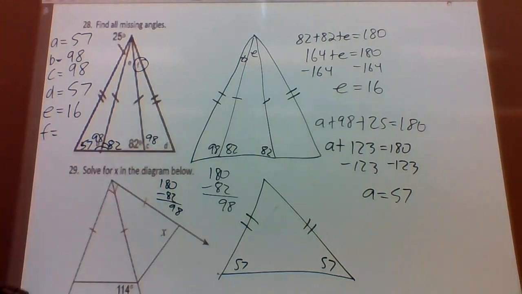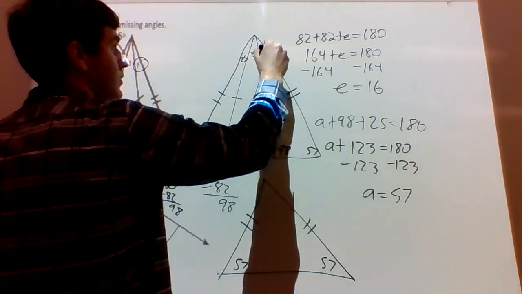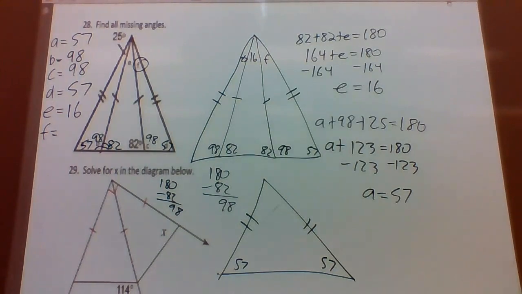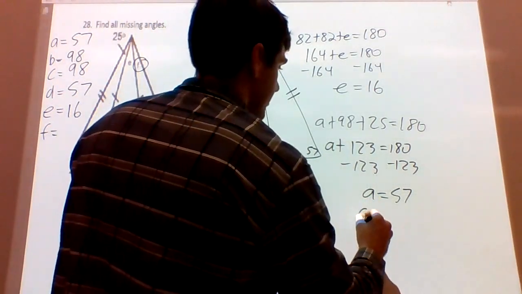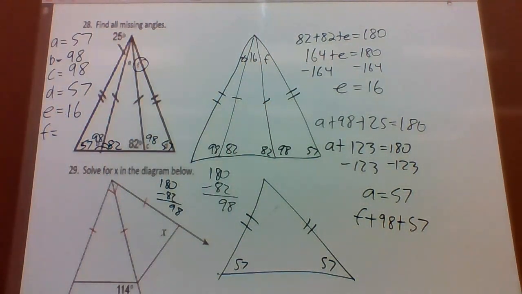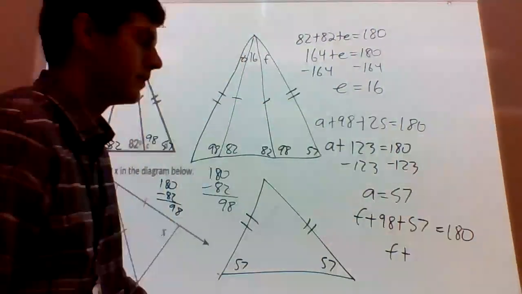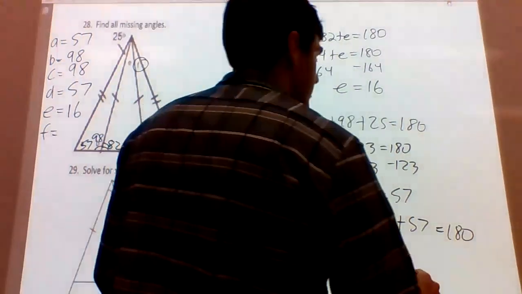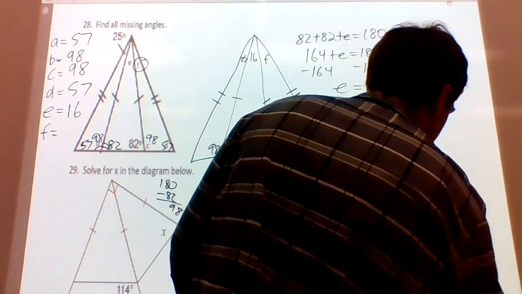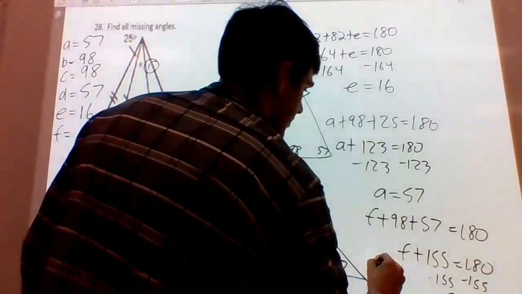And we found D now, right? D is 57. So 57, 98, and this is F. And we know E. We found E to be 16. Okay. So again, same as this one, we would have F plus 98 plus 57 equals 180. Okay, so F plus 105 plus 50 is 155. Subtract 155. F is going to be equal to 25. Okay. F is going to be equal to 25.